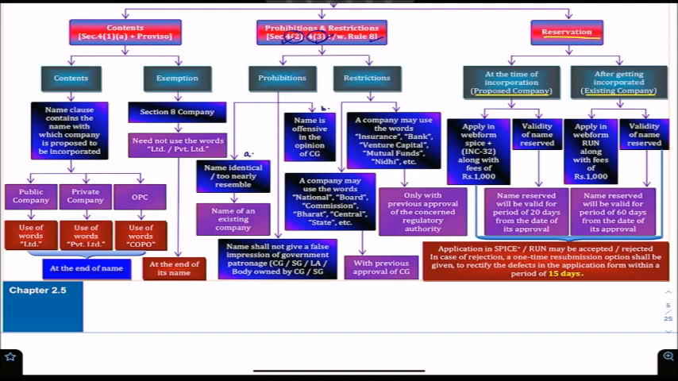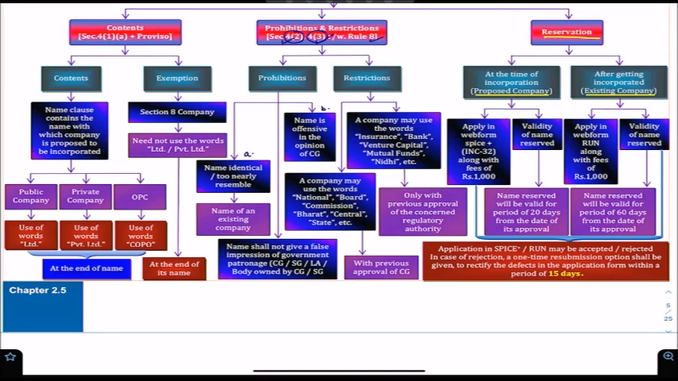Name with which the company is proposed to be incorporated. A public company should use the words limited. A private company should use the words private limited. A Section 8 company need not use the words limited or private limited at the end of its name.